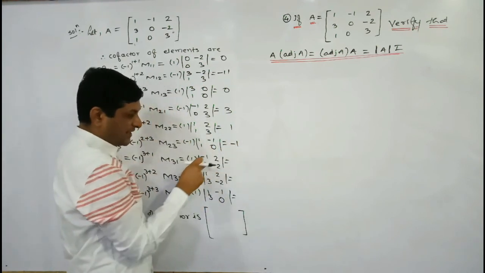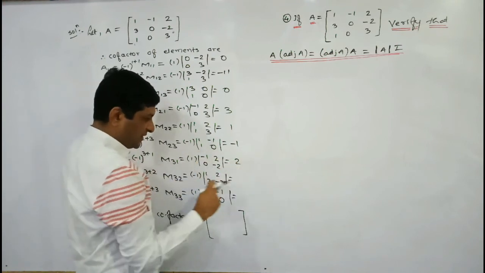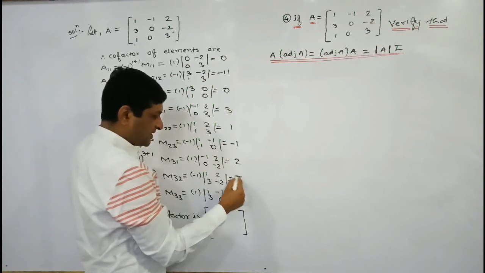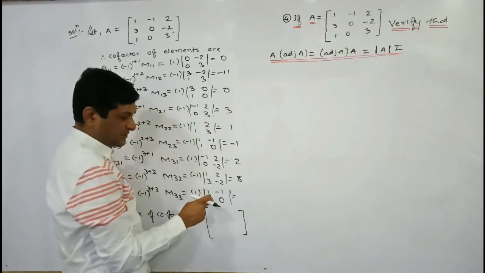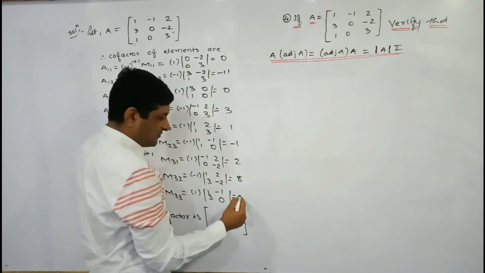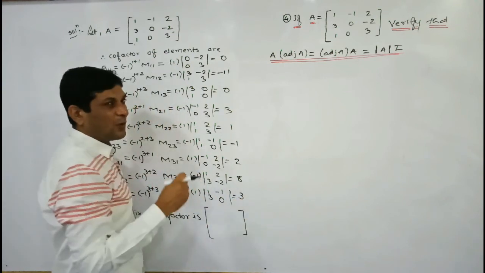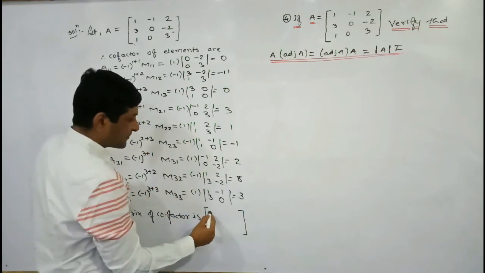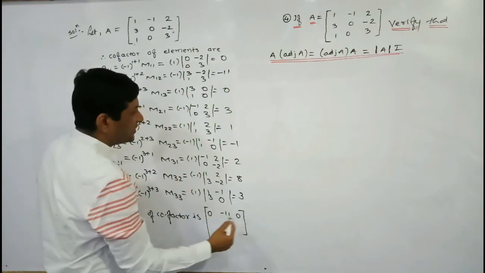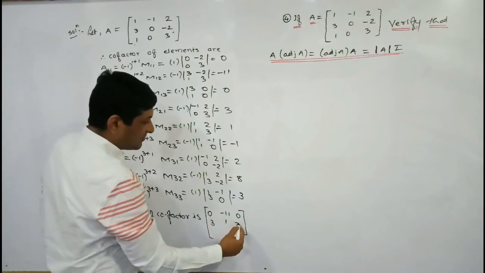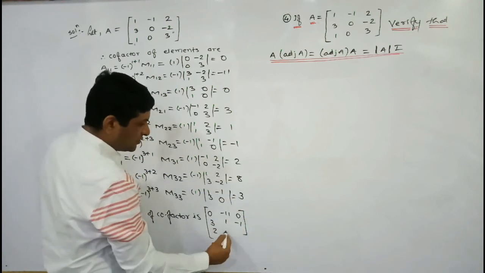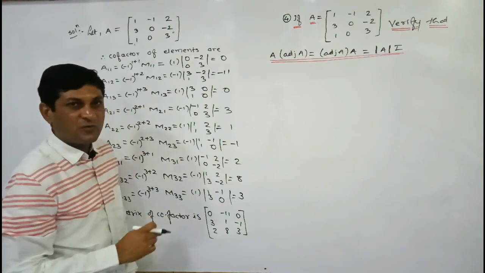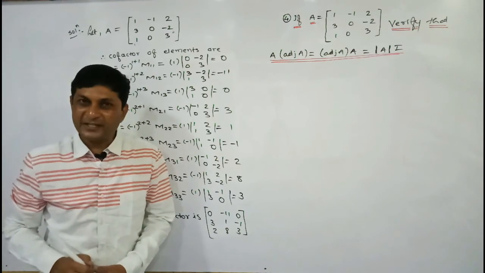Here 2 - 0 is 2, 2 into 1 is 2. Here -2 - 6 is -8, -8 into -1 is +8. Here 0 minus means +3, 3 into 1 will be equal to 3. So collect all these cofactors in one matrix: 0, -11, 0, 3, 1, -1, 2, 8, 3. And since we have collected all the cofactors in one matrix, it is called the matrix of cofactors.